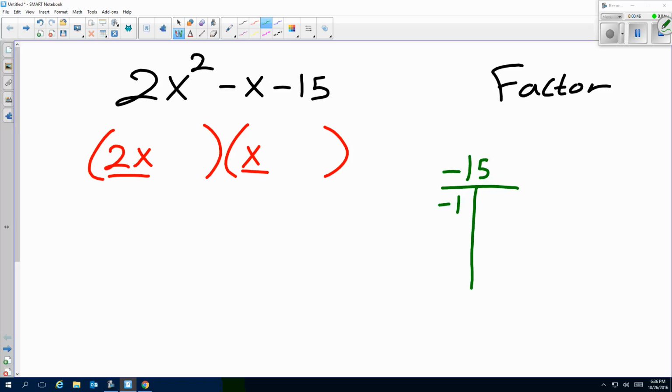Let's realize that it could break into factors such as negative 1 and 15, negative 3 and 5, the ever popular negative 5 and 3, and then of course negative 15 and 1. We just need to try these out, guess and check, get a feel for which ones work. Okay, Blake, go ahead and pause this video. I want y'all to try it out.